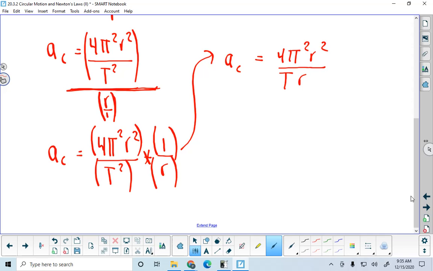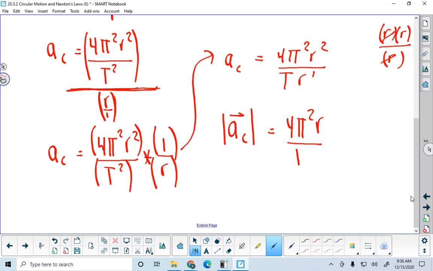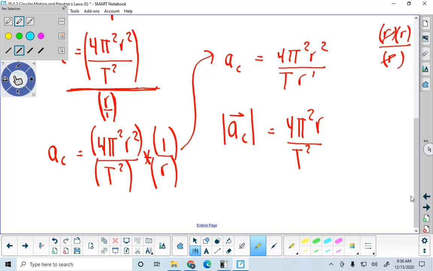What happens here is you have r squared on the top and r to the 1 on the bottom. So if I had r squared, which is r times r, over r to the 1, one of these r's cancel. So I get a new formula for centripetal acceleration. I guess I'll put the absolute value signs in, of 4 pi squared r over t squared. And that's the new formula. This grouping of r's, this r squared on the top over r on the bottom, gives you r on the top.